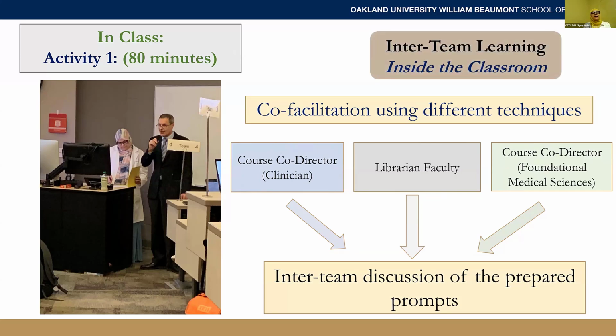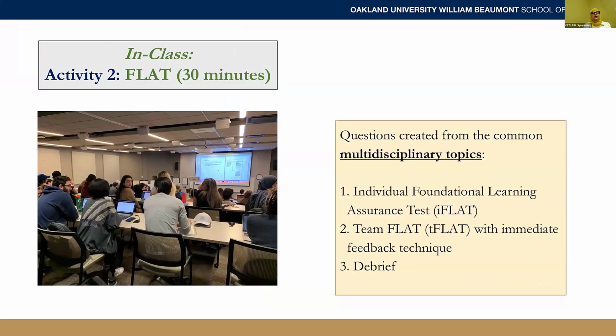All right, so now inside the classroom, we stimulated inter-team learning. And after we finished facilitation, we delivered what's called the foundational learning assurance test. This is multiple choice questions that students need to take individually. This is called the I-FLAT. Then in teams, the same exact MCQ questions will be taken in teams. So we have answers on an individual level, then we have answers at a team level. This is called the T-FLAT, and we debrief about the questions.